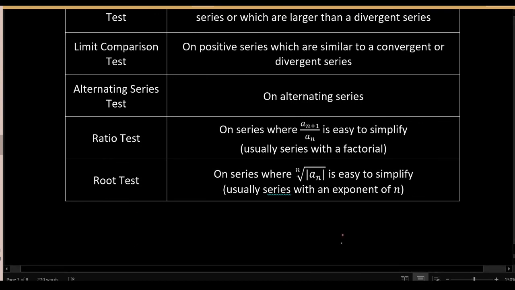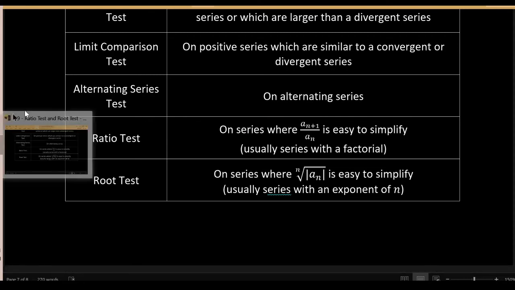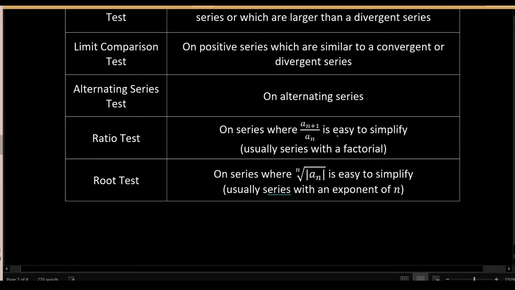For example, our recently developed alternating series test can only be used on alternating series. Ratio test is great in cases where a sub n plus 1 divided by a sub n is easy to simplify, usually series that have an n factorial in them. And we have root test, which is appropriate if the nth root of your series is easy to simplify. And that usually happens when your formula has an exponent of n in there somewhere.